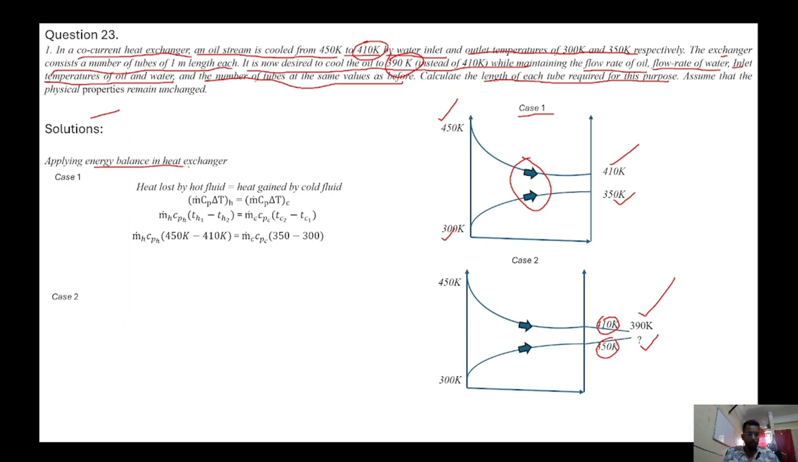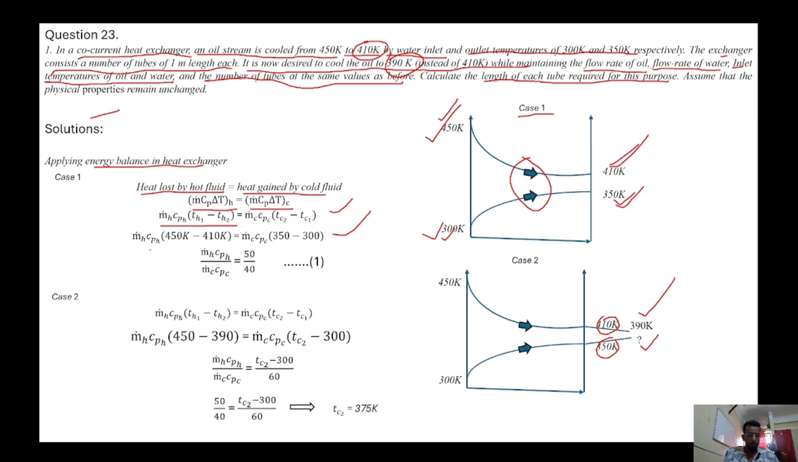Applying energy balance in a heat exchanger, heat lost by the hot fluid is equal to heat gained by the cold fluid. So mCp delta T hot equals mCp delta T of cold, mHCp (TH1 minus TH2). This is TH1, this is TH2, this is TC1, this is TC2. Okay, so putting all the values.